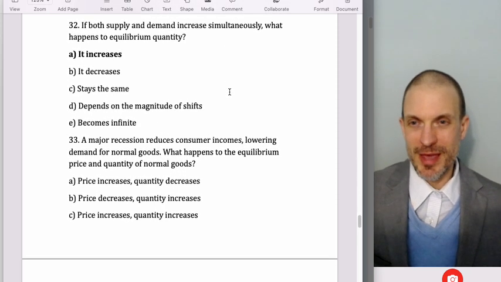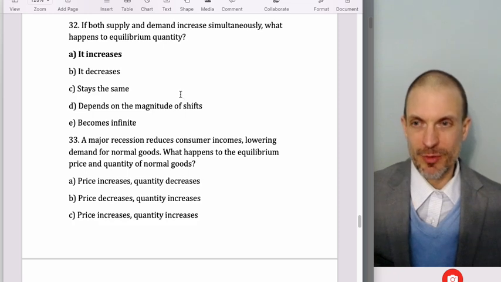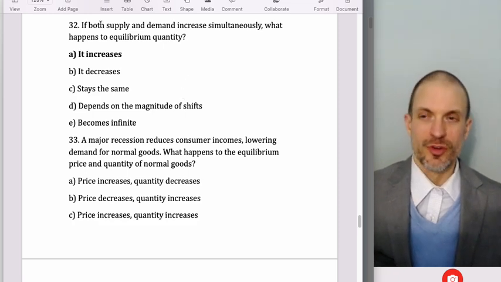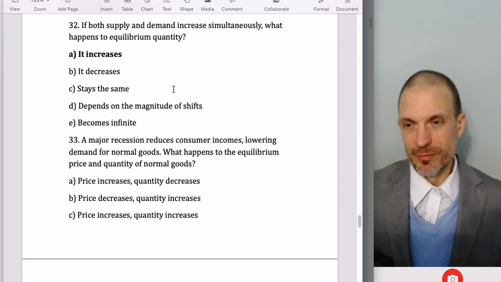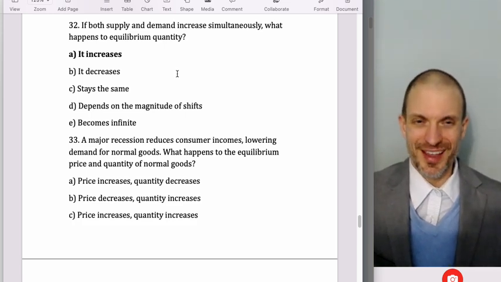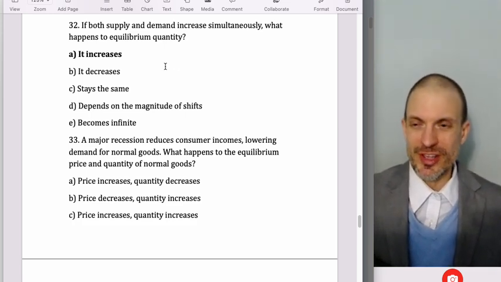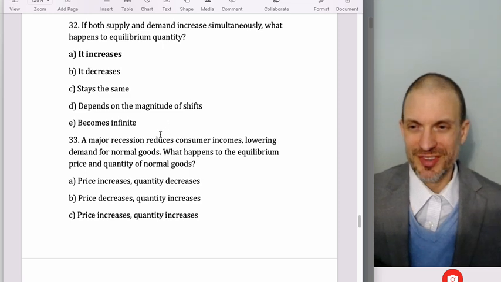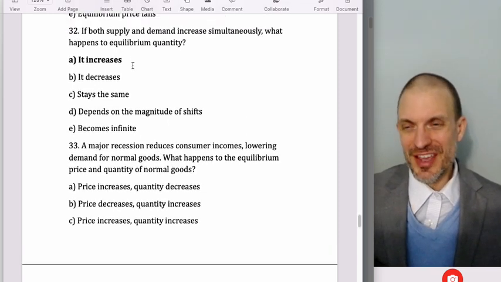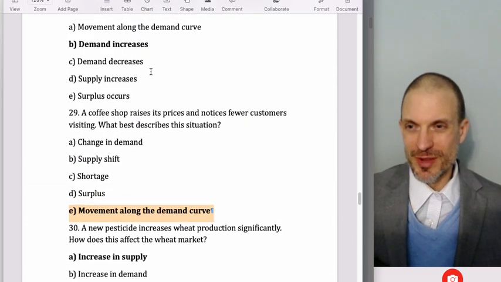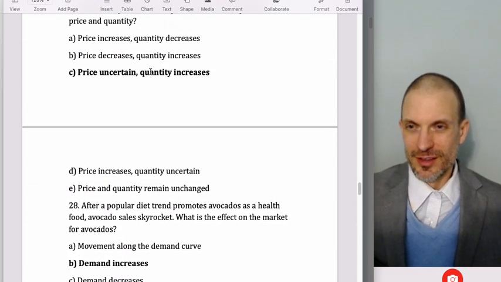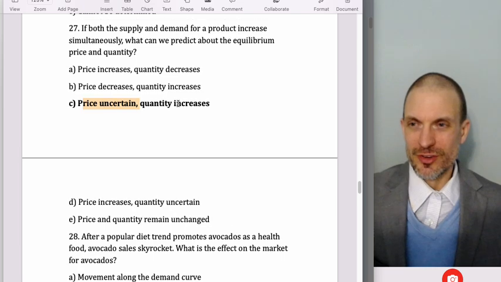If both supply and demand increase simultaneously, what happens to price and what happens to equilibrium quantity? Well, they're both moving to the right, so quantity increases. And as we had one just like this before, like I said, I think I have a different version of the exam but I won't change it now that we're this far in. The issue is that quantity is going to rise, and then the impact on price is indeterminate, just like this one right here, just like 27.